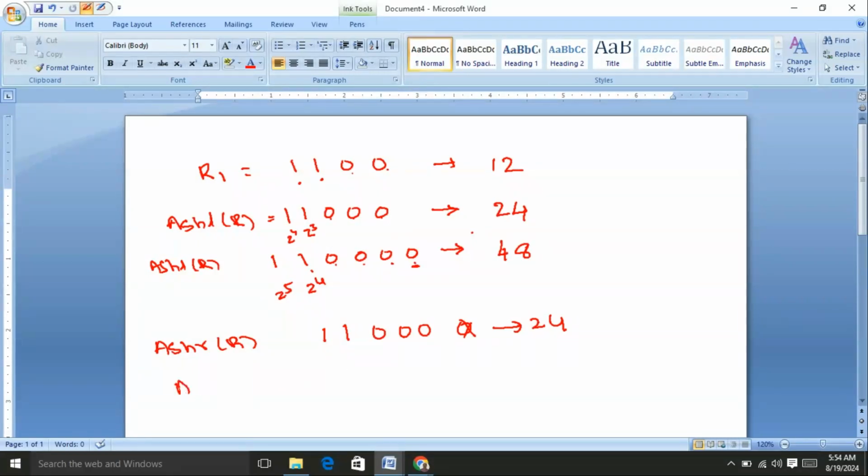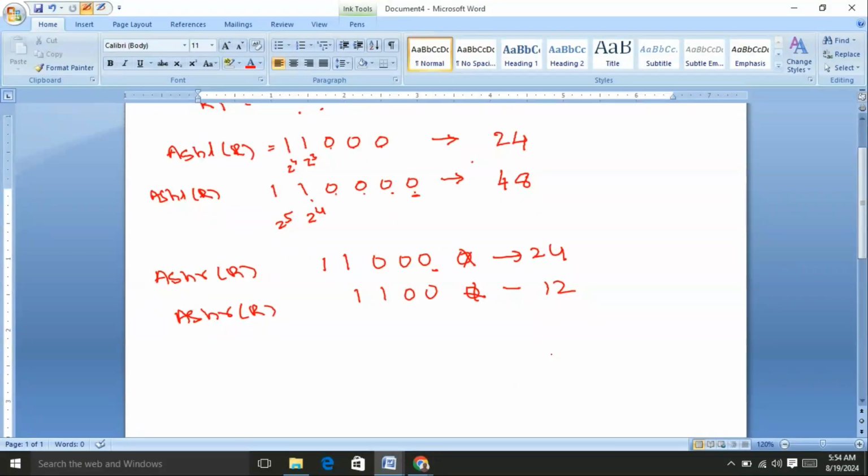Again I am going to perform ASHR of R1. Again, the value is 1100. This 0 goes out, right? Now the value is 12. Suppose again I perform one more right shift, ASHR of R1, that equals 110. This 0 goes out, this value is 6. Again I perform ASHR of R1, that is 11, this 0 goes out, that is value 3.